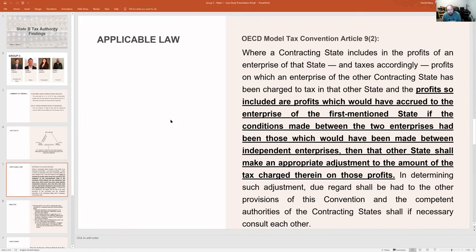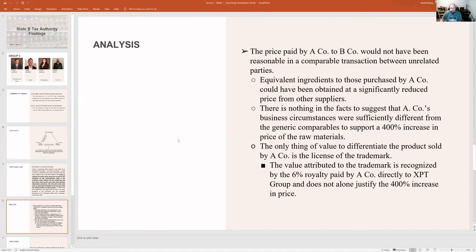What we base this decision on is OECD Model Tax Convention Article 9 sub 2, specifically the section that says profits so included are profits which would have accrued to the enterprise of the first mentioned state if the conditions made between the two enterprises had been those which would have been made between independent enterprises. Then that other state shall make an appropriate adjustment to the amount of the tax charged therein on those profits. What this effectively means is that the price paid by A company to B company would not have been unreasonable in a comparable transaction between unrelated parties.